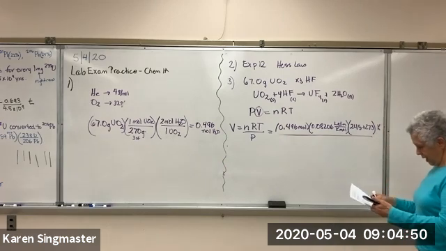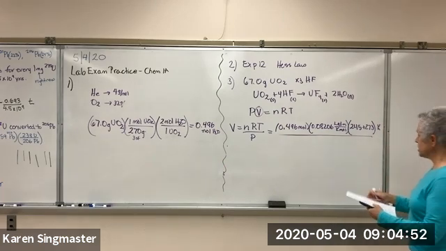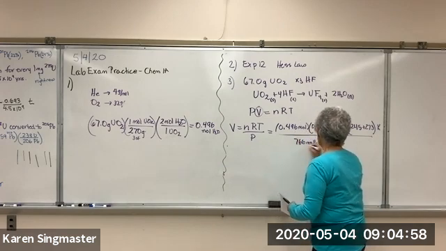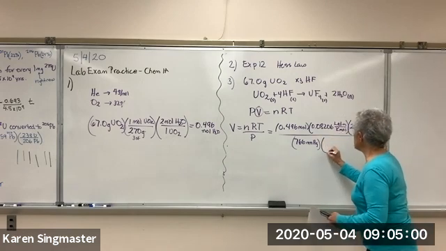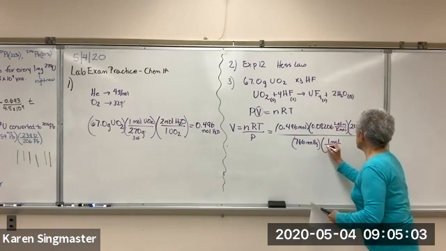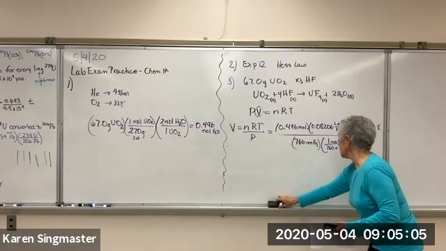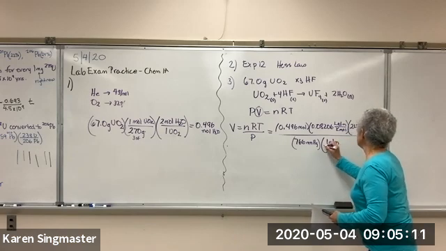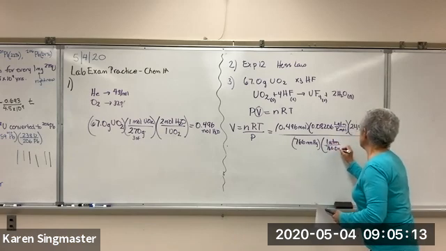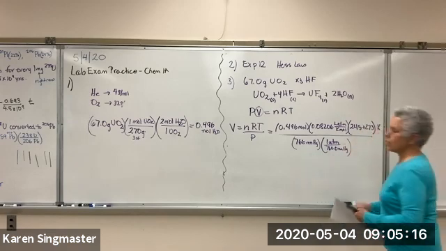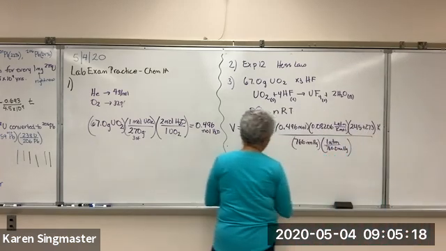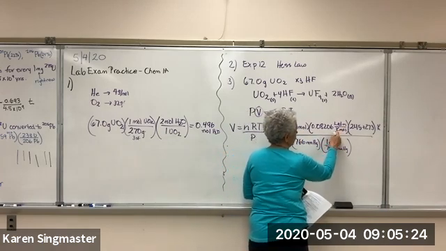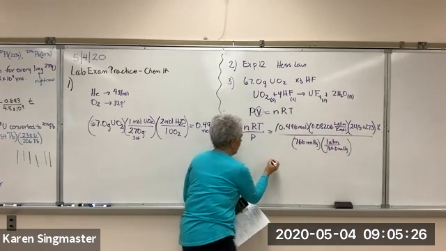Then I divide by pressure, 766 mm of Hg. But for this to work out, it has to be in atmospheres. So I go, 1 ATM is 760.0 mm of Hg. Now I have everything in the correct units: mole and mole, mercury and mercury, atmosphere and atmosphere, Kelvin and Kelvin. So I'm left with liters as my answer.